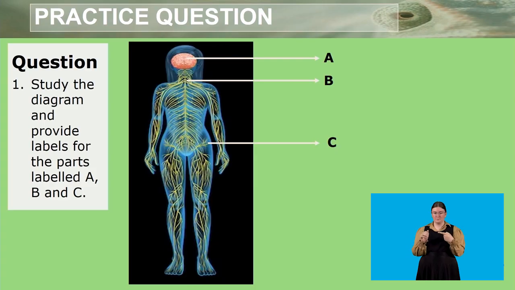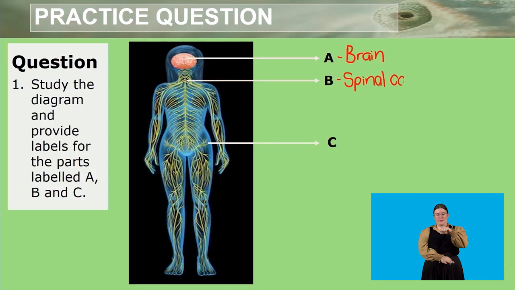So we have A there on top, covered by the skull. We know that A is the brain. Then we have B, pointing to the part that is leading from the brain. So there we know we have our spinal cord. Then we have C, pointing to the nerve cells that are branching from our spinal cord, and we'll label those as nerve cells.